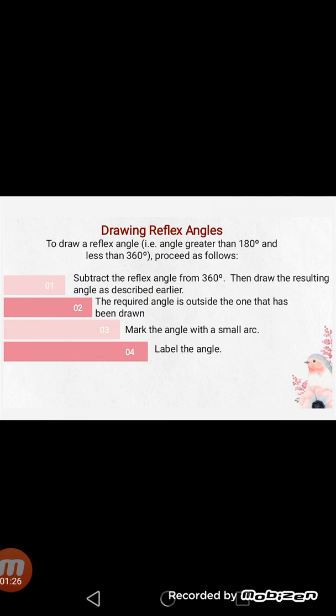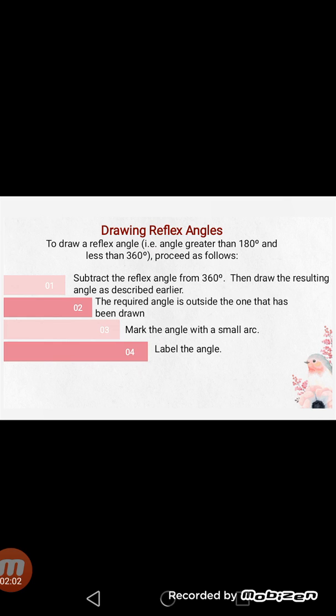Now let's see what are the main steps to draw a reflex angle. You can see on your screen. Number 1, subtract the reflex angle from 360 degree. Then draw the resulting angle as described earlier. It means first we subtract the given angle from 360 degree and we will draw that acute or obtuse angle by using protractor. Number 2, the required angle is outside the one that has been drawn.